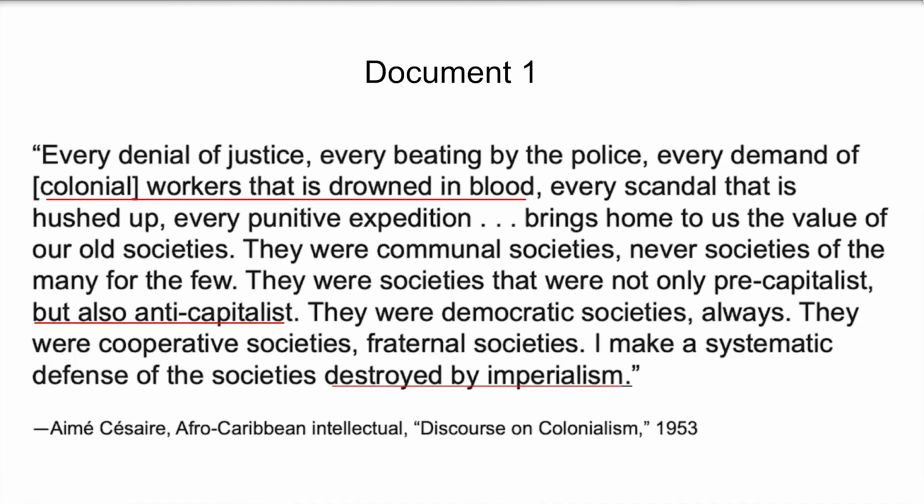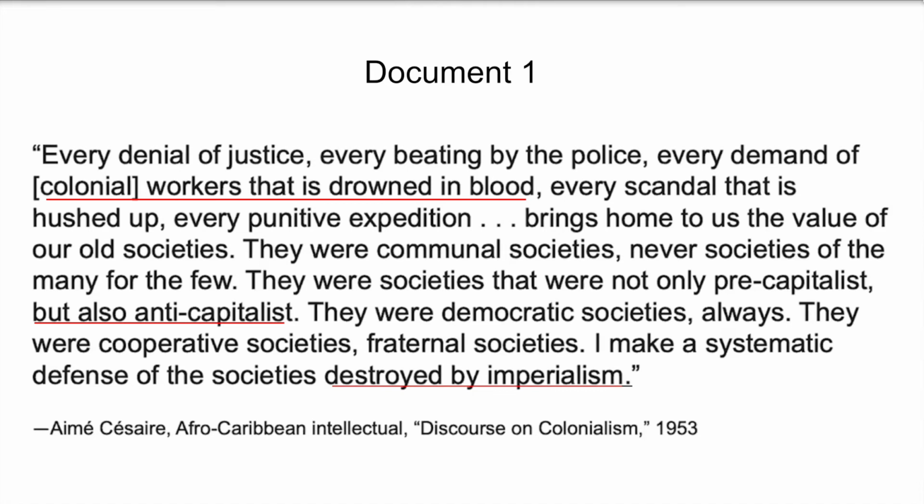All right, let's take a look at the documents and then the analysis, an exemplar, and an explanation. So document 1, we're looking at the highlighted underlines in red. So we have underlined colonial workers, that is drowned in blood, colonial. So that is directly related to the negative effects of colonialism.